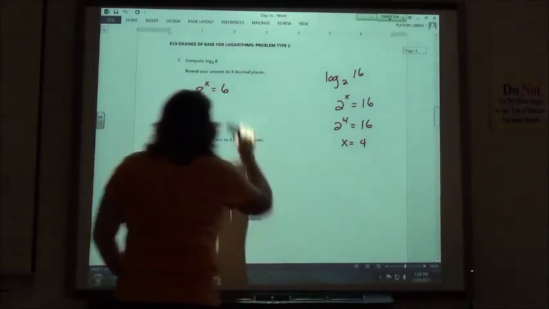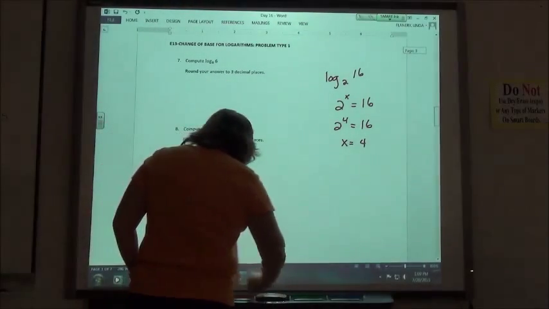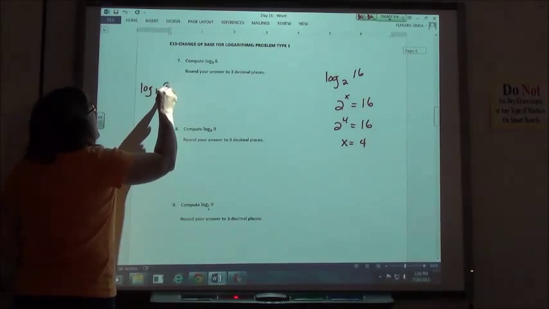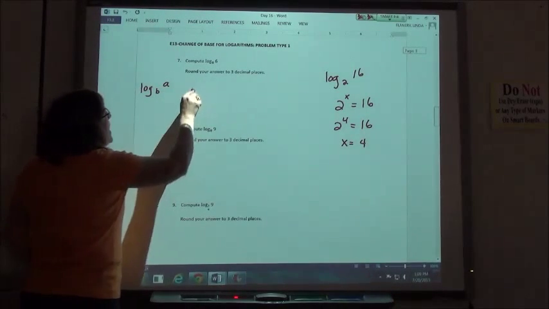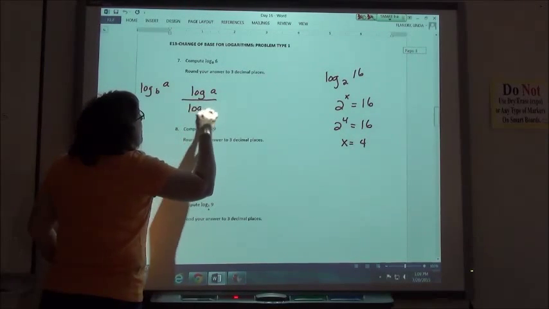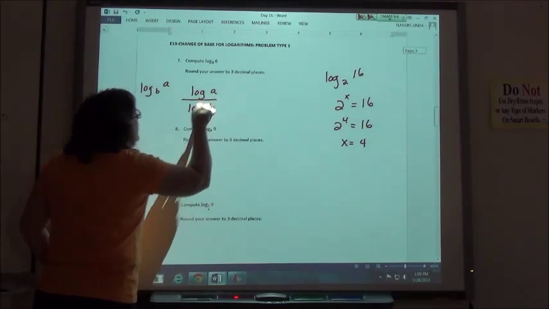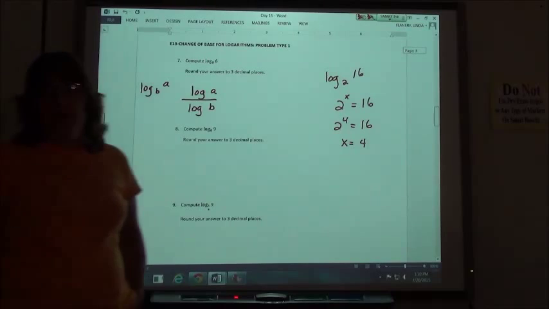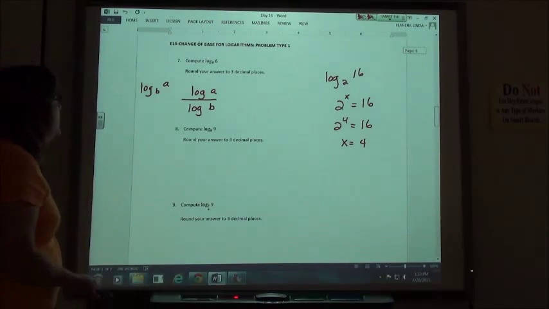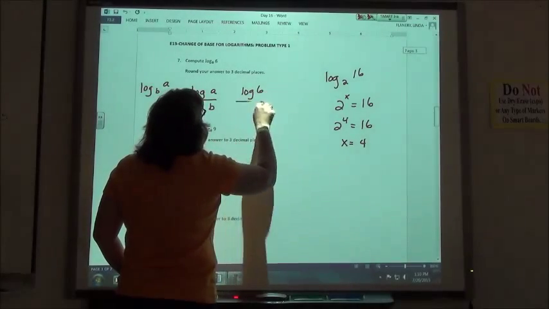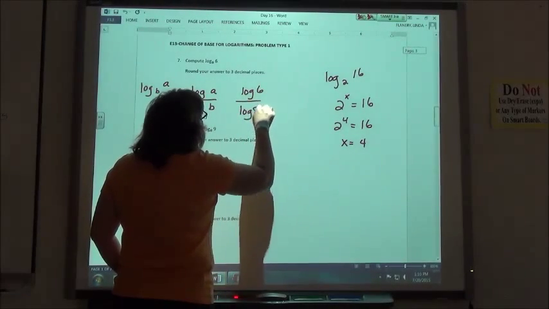So we have a formula. Our formula says this. If I have the log base b of a, I am going to take the log of a divided by the log of b. And those could be anything that have a common base, but what we're going to do is base 10 because our calculator can do base 10 numbers. And so we're going to use our calculator and do the log of 6 divided by the log of 8.